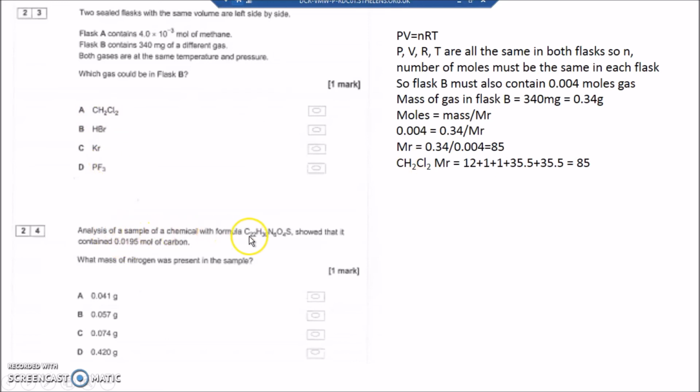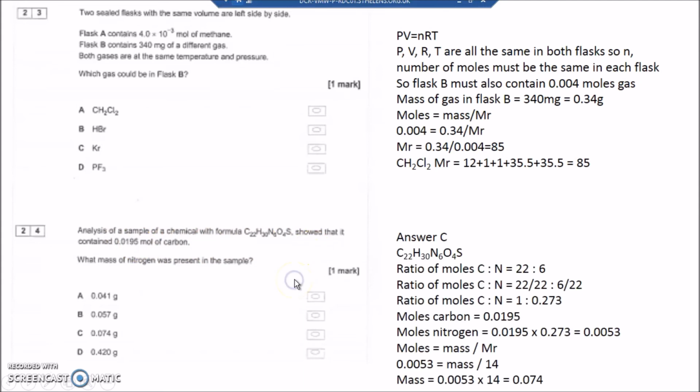Analysis of a sample of a chemical, C22H33N5O4S, showed that it contained 0.195 moles of carbon. So what do these numbers tell you? They're the ratios of the number of atoms, or the number of moles. So if I had 22 moles of carbon, I'd have 5 moles of nitrogen in there. So I've got fewer moles of nitrogen than I have of carbon: 22 carbon for every 5 nitrogen. So to work out the number of moles of nitrogen, I could multiply 0.195 by 5 and divide by 22.